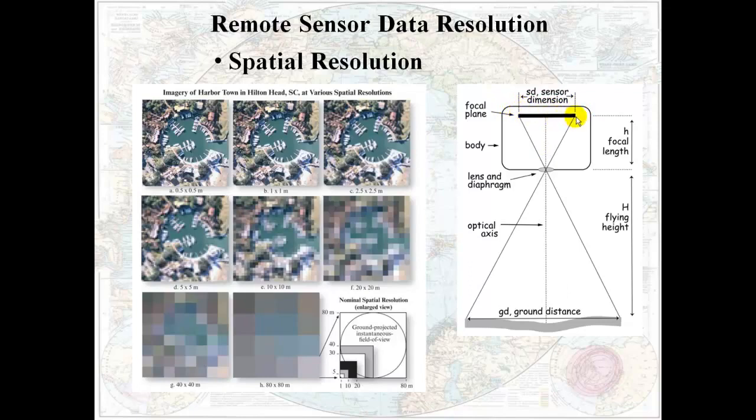Okay, you can only pack electronics into such areas, so the wider you can make your sensor, the more electronics you can pack in. The further you are away from the ground, the larger the area you'll be able to cover, and the larger area will still have to fit on your sensor. So this sensor will be able to have a spatial resolution at this distance that is smaller than a spatial resolution that's out at this distance, because it has to cover a larger area.